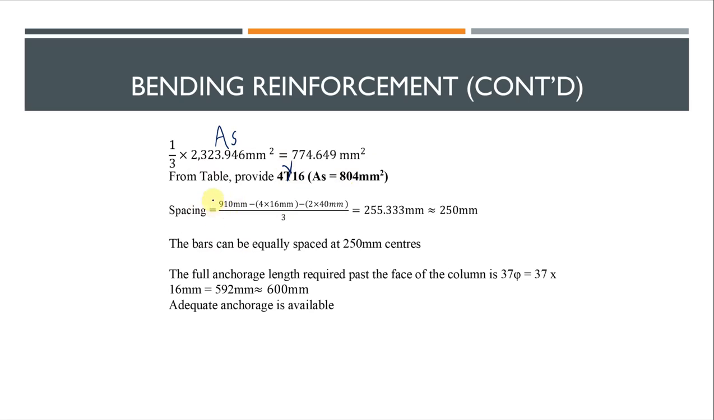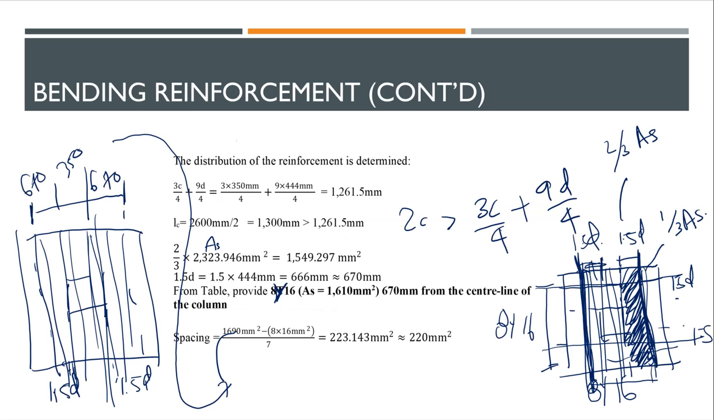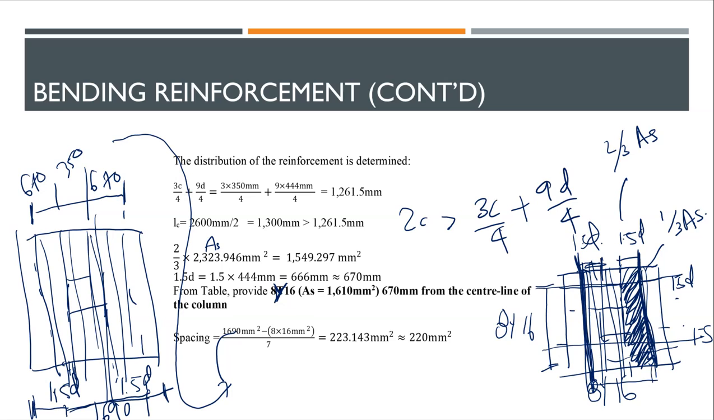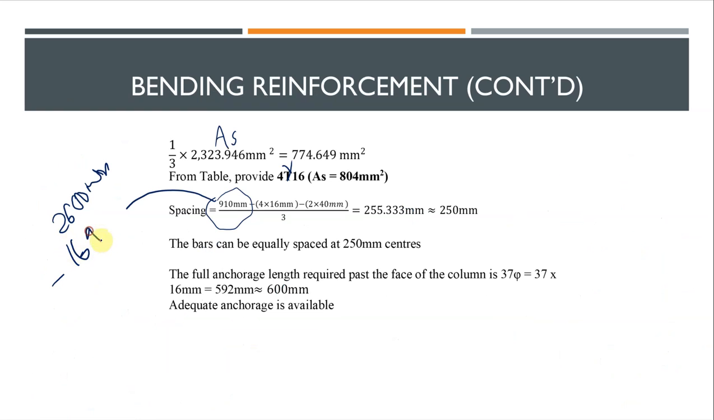Okay, where does this 910 come from? You know the distance from here to here is 1690. Then we have the balance, these two here. Of course you know 2600 minus 1690 is the balance, so you get that 910 mm. So this is where the 910 comes from. 2600 minus the 1690 gives 910.